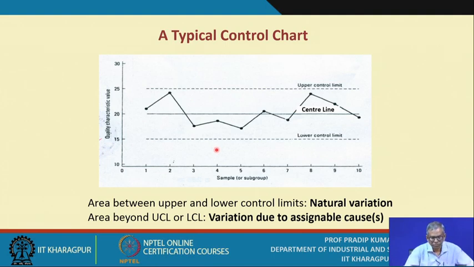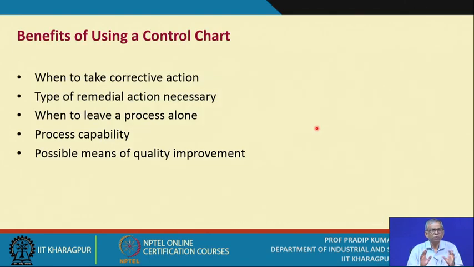Whenever you find that a point, say the fourth point, is plotted outside the limits, and say here all the points are plotted within the control zone, you may assume that the necessary condition for the in control state has been achieved. So, by using a control chart, you know whether the process is in control or the process has gone out of control.